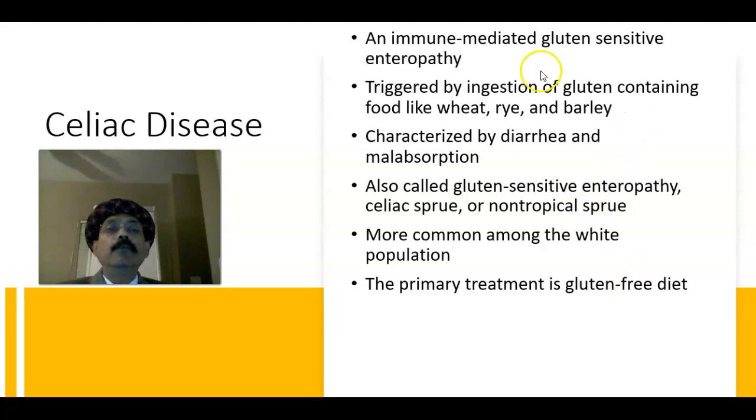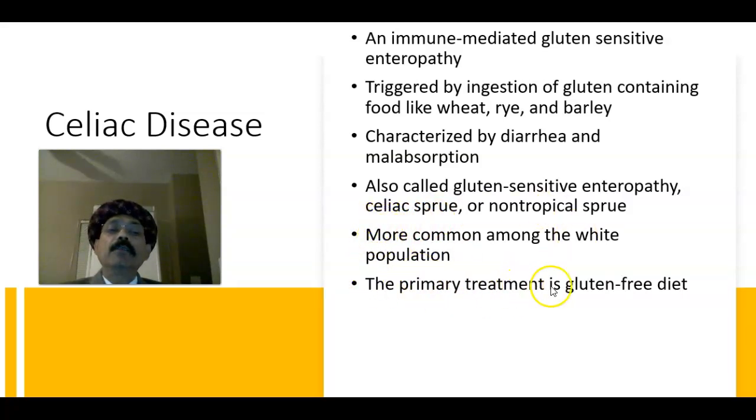Celiac disease is an immune-mediated gluten-sensitive enteropathy. It is triggered by ingestion of gluten-containing food like wheat, rye, or barley. It is characterized by diarrhea and malabsorption, also called gluten-sensitive enteropathy, celiac sprue or non-tropical sprue. It is more common among the white population. It is equally distributed among males and females, and it may manifest at an early age, at the age of 6 months, or maybe at the age of 30. Its presentation may vary from person to person.